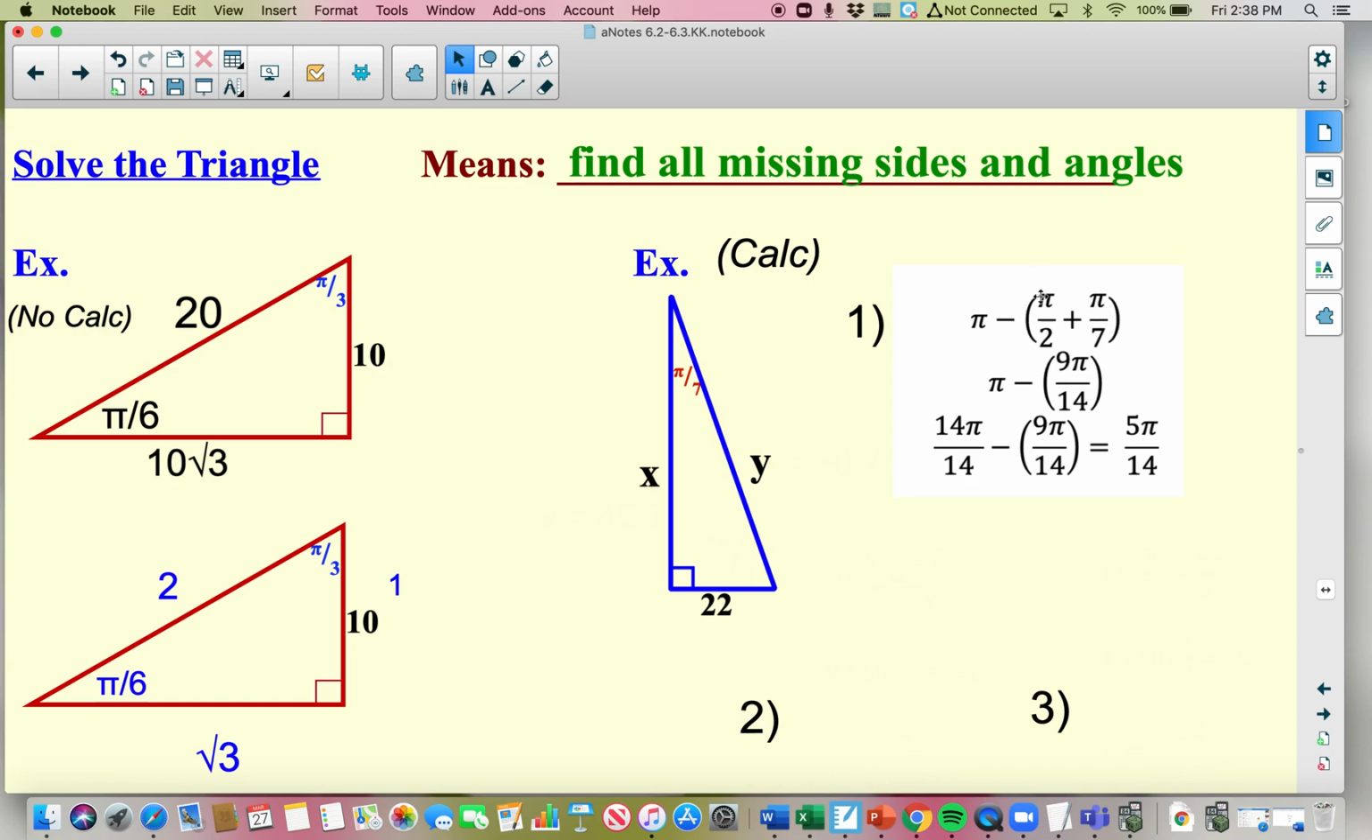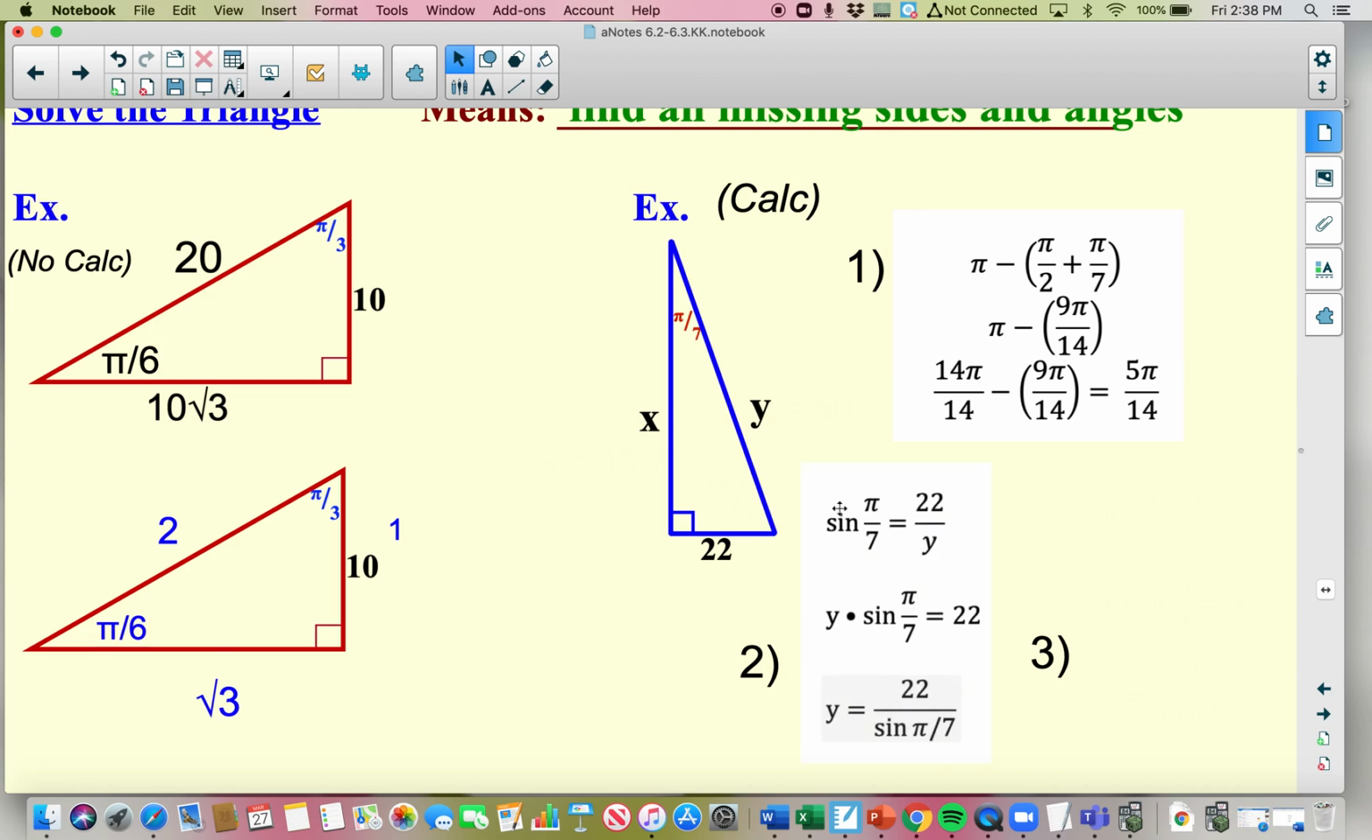So I added pi over 2 plus pi over 7, got a common denominator, then subtracted pi minus 9/14 pi, and I get 5/14 pi. So there is my missing angle. Then to find x and y, the other two sides, you can set up any trig ratio that you want, really, because you know all of the angles.